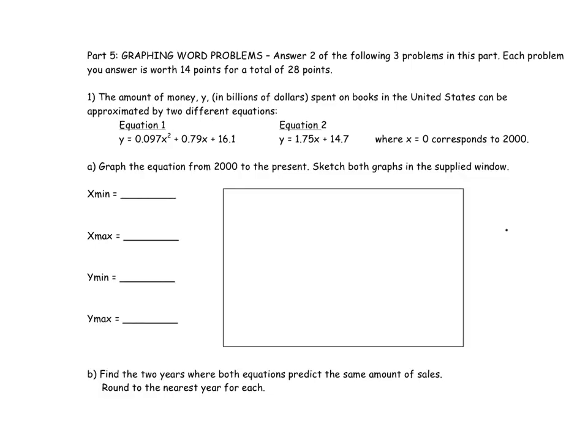Part 5 deals with graphing word problems, and the first problem, they're giving you two equations which represent the amount of money spent on books in billions of dollars in the United States. So what you need to do is graph both equations from the year 2000 to the present, and they tell you that x equals 0 corresponds to 2000.